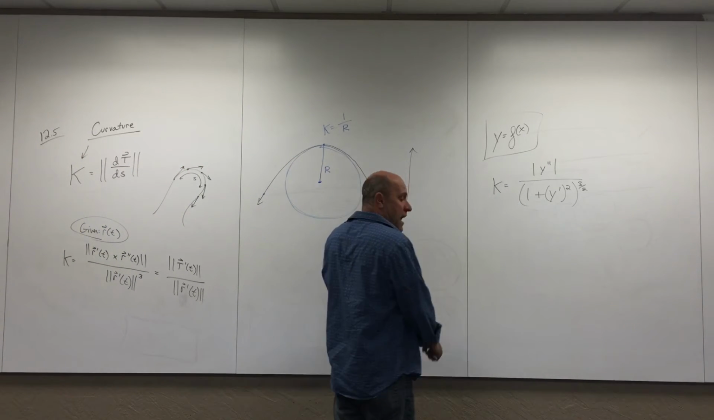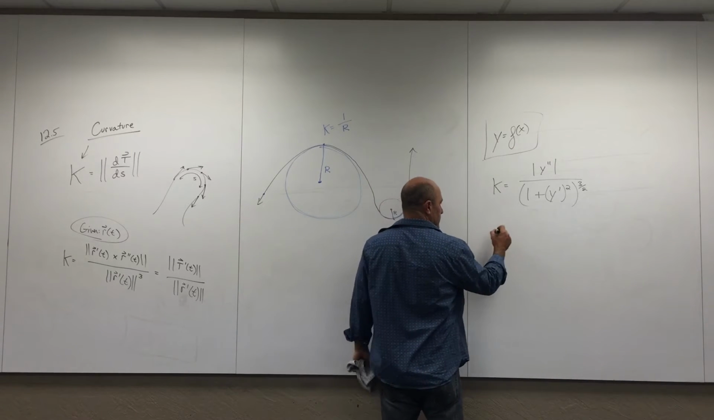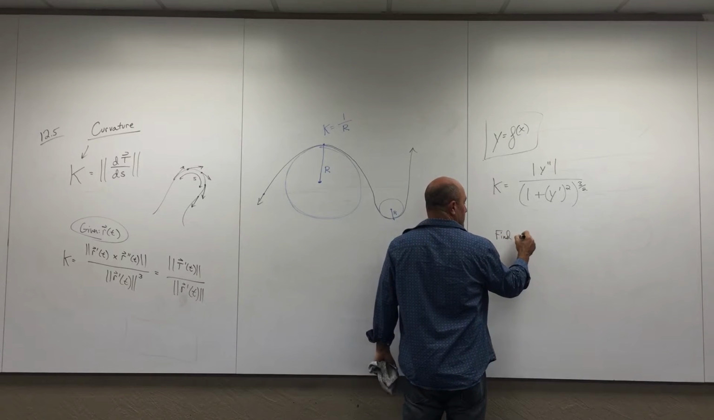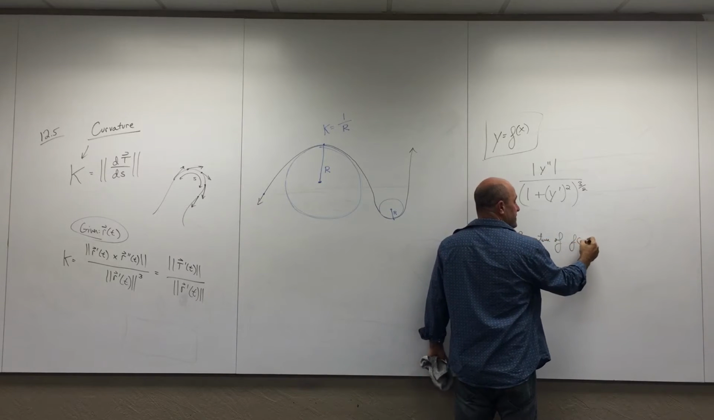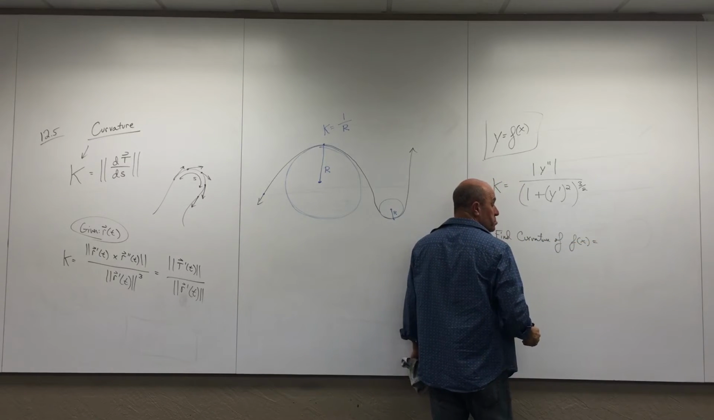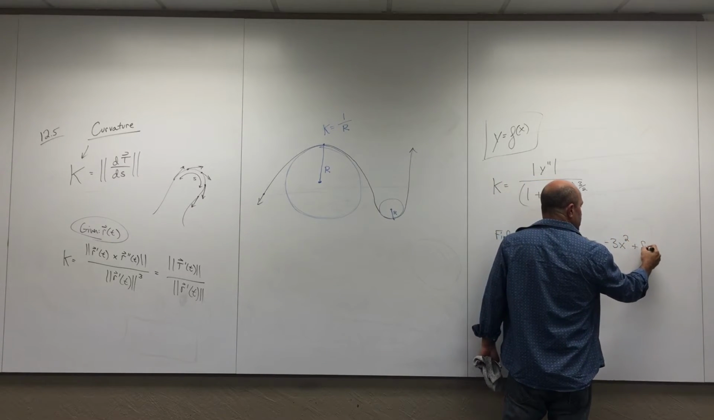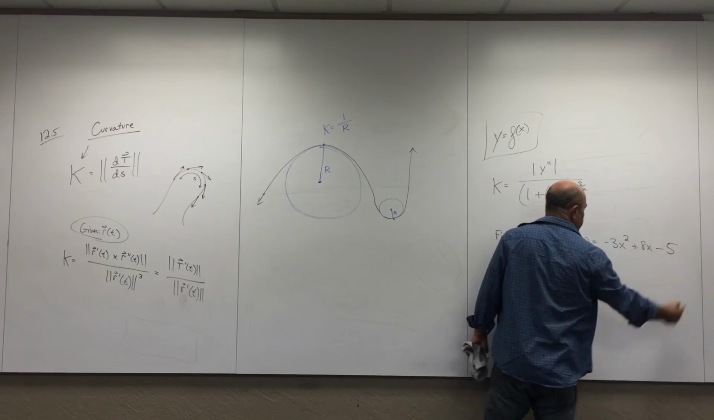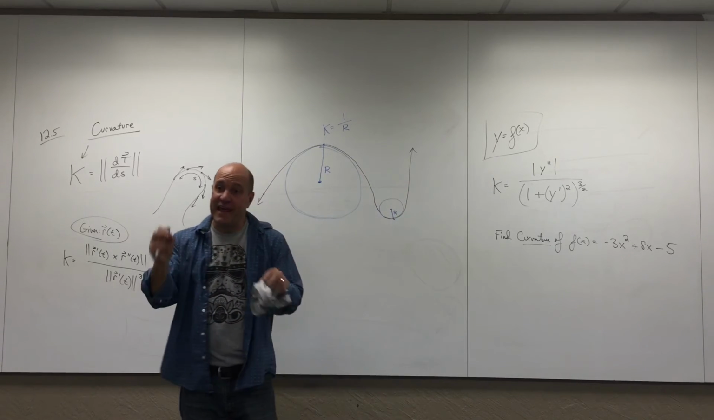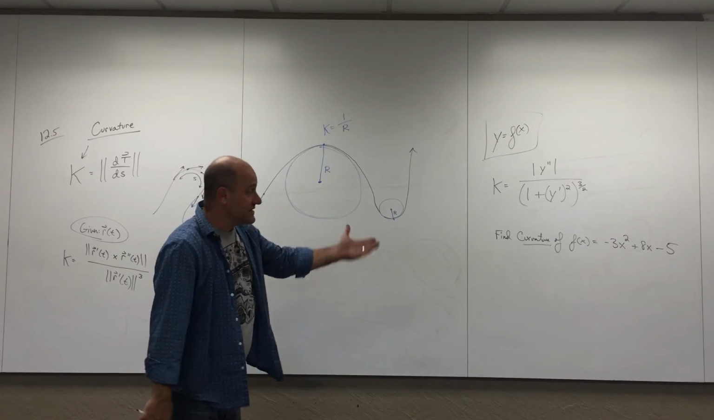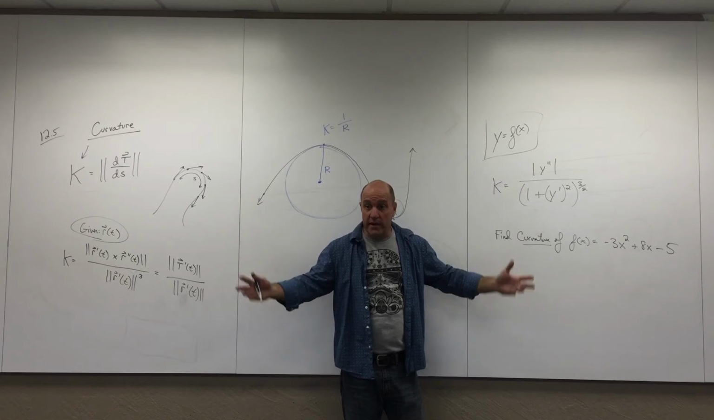Let's do a problem. Find the curvature of f of x equals negative 3x squared plus 8x minus 5. Now, again, this curvature can be calculated at a particular point. I guess I didn't ask that. When I asked for the curvature here, I'm just doing it in general at any point.